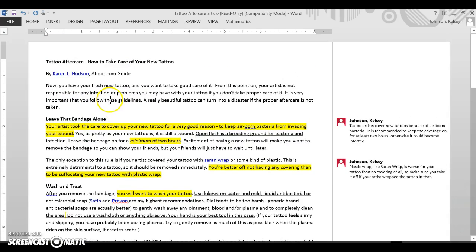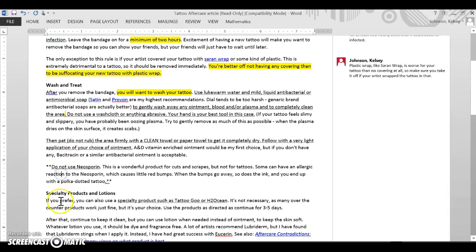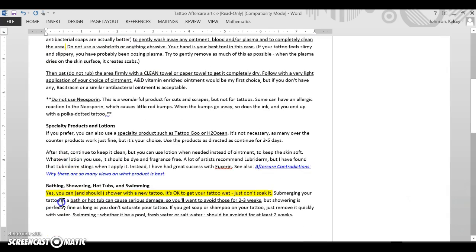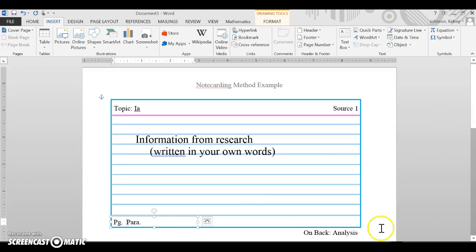is count how many paragraphs down it is, and you can do this ahead of time by writing numbers over in the column, if that helps you out. So 1, 2, 3, 4, 5, 6, 7, 8, 9. Paragraph 9, and I'm going to put it as on page 1.